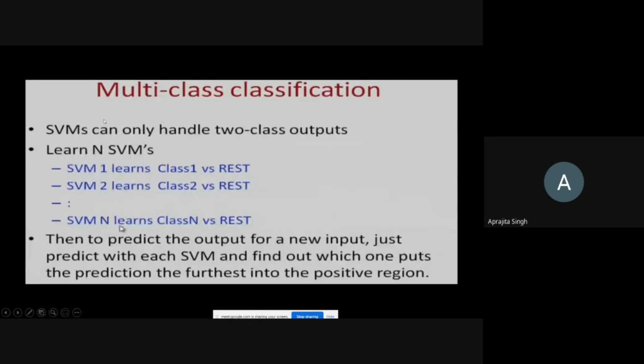What we have to say is SVM is only being used wherever there are two classes. अगर आपके पास एक से ज़्यादा classes हैं, what you do is you take one class, you learn an SVM for that one class and all the rest. Then you take the second class and then work in SVM for the rest, and take the nth class and then work in SVM for the rest. So SVM can only handle two outputs. Okay. Then to predict the output of the new input, just predict with each SVM and find out which one puts the prediction the farthest into the positive region. So which is giving the best results, you will take that.